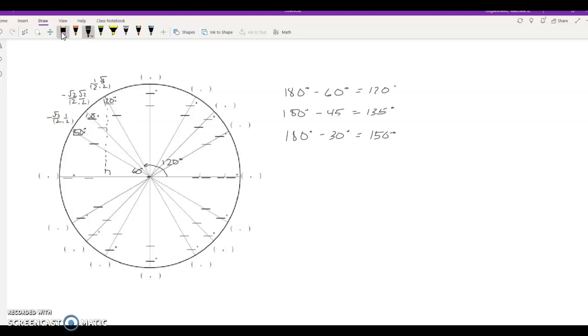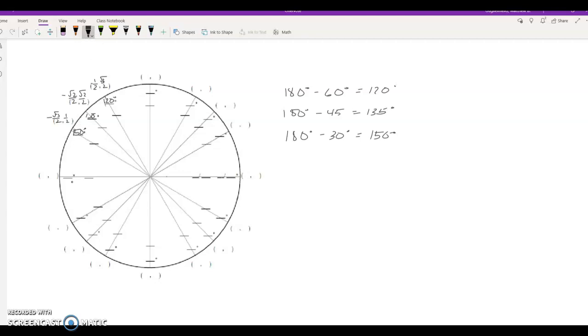Okay, so I'm going to clean this up a bit because it gets a little messy if we leave all of our notes in there. So that's how we're figuring out these angles. This corresponds to the 60-degree angle, so I just subtract it from 180 to go backwards and figure out what it is starting from the positive x-axis. Same thing with 45, same thing with 30.